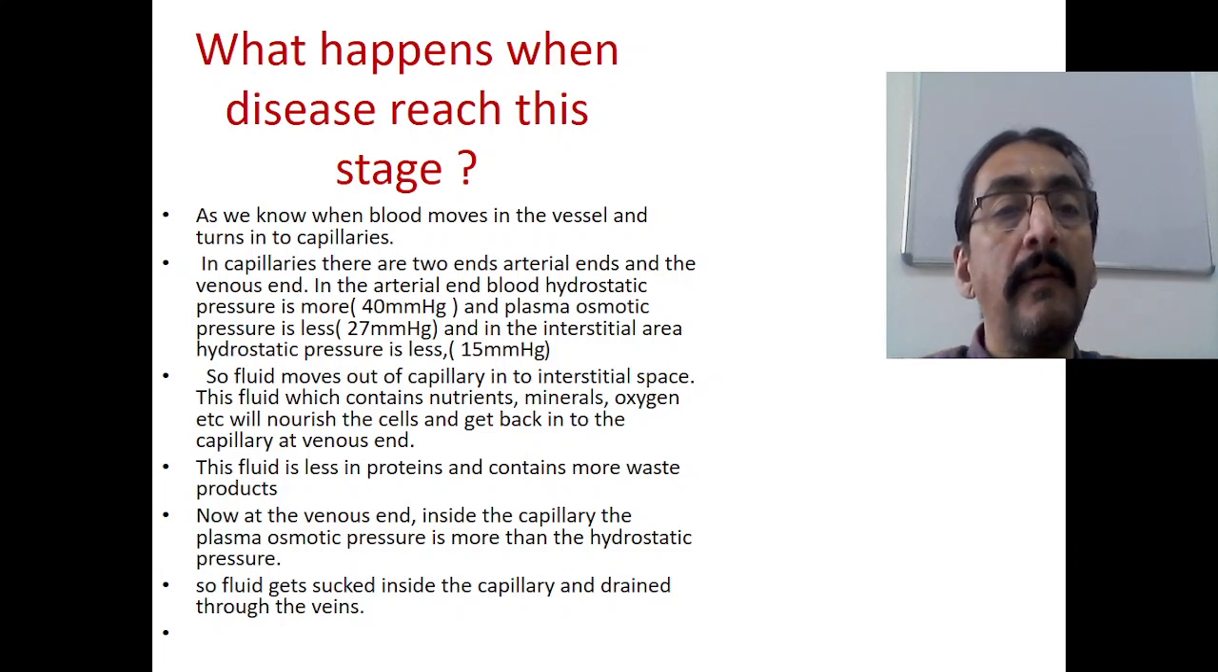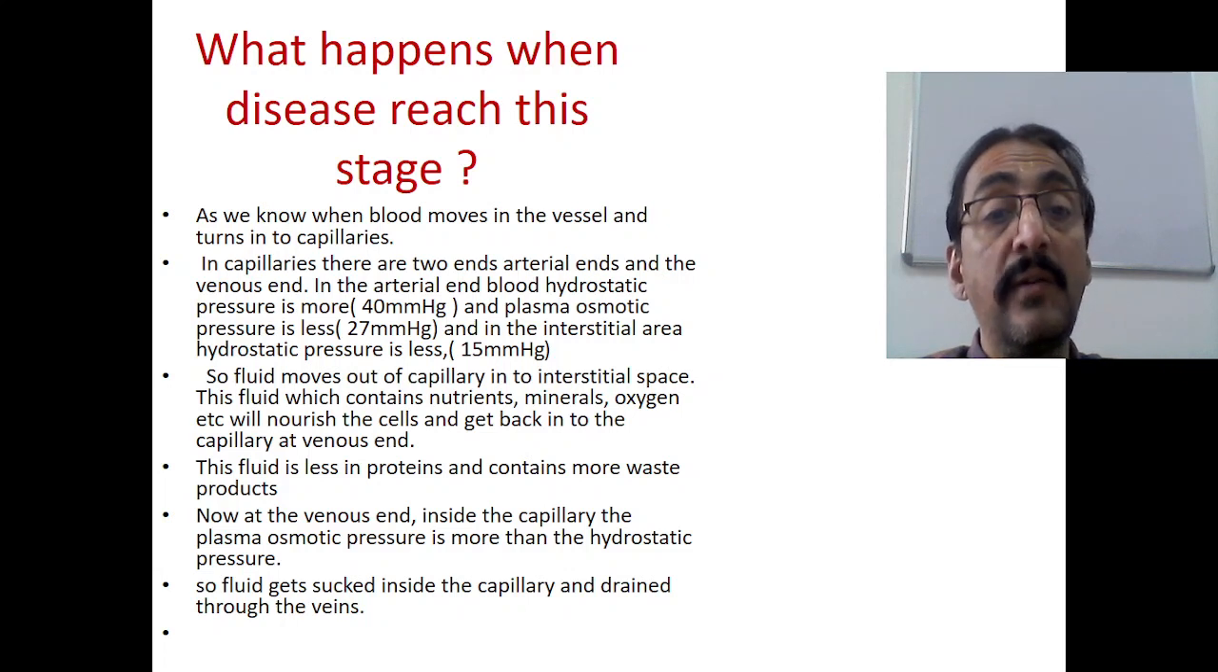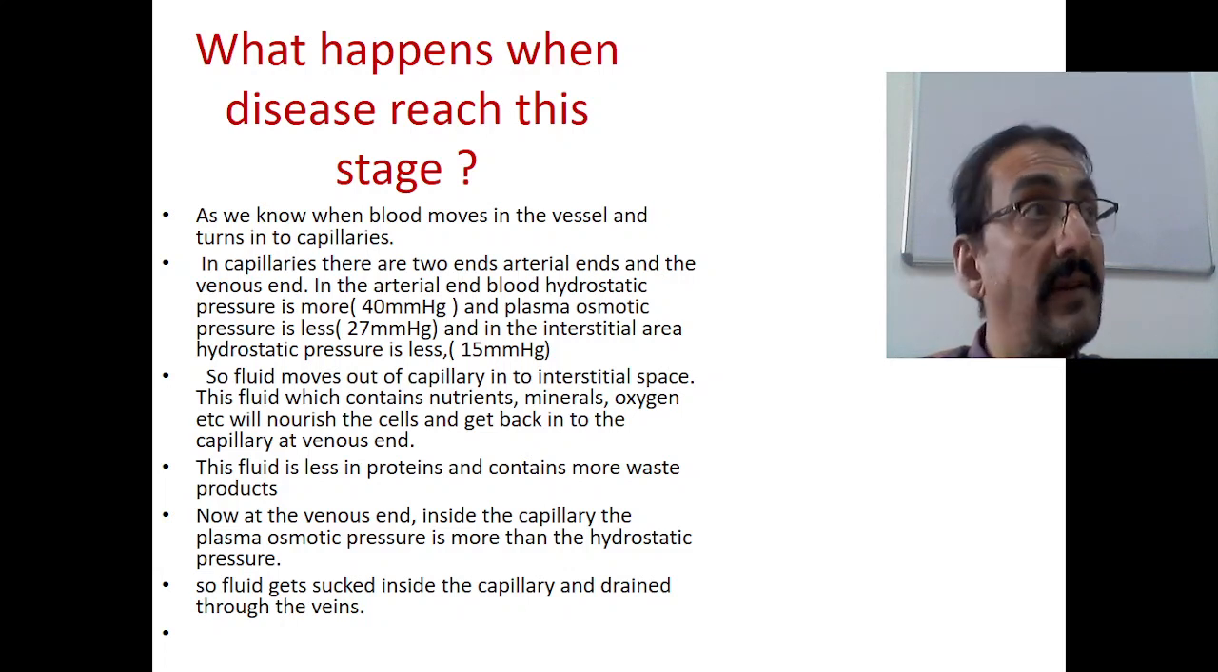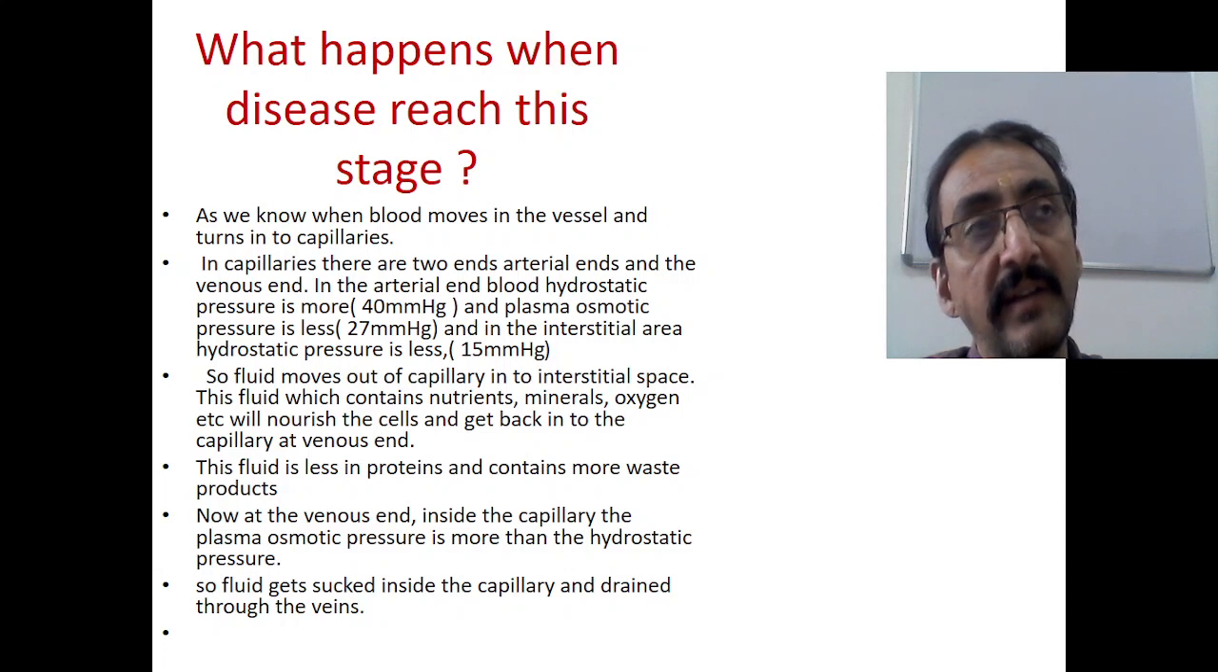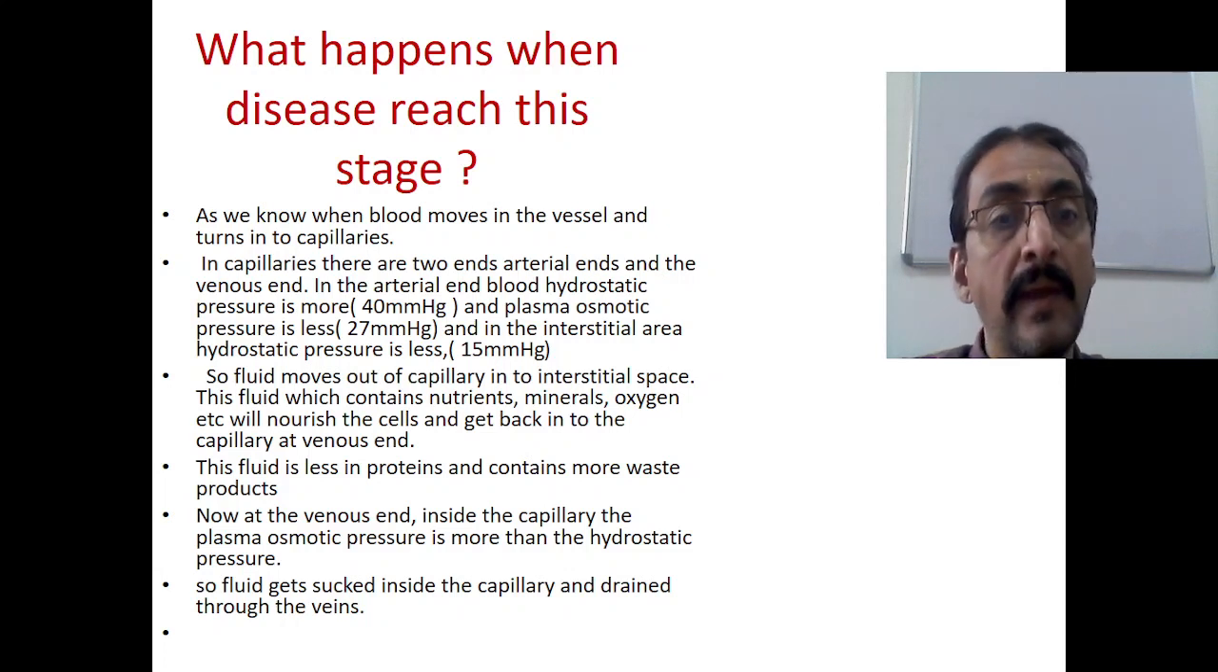So what happens when the disease reaches the next stage? This is the same consequence of edema. As we know, when the blood moves in the vessel, it turns into the capillaries. In the capillaries there are two ends, the arterial end as well as the venous end. This is the detailed description of what I explained previously. In the arterial end the blood hydrostatic pressure is more than 40 mm of Hg, and the plasma oncotic pressure is 27 mm of Hg.